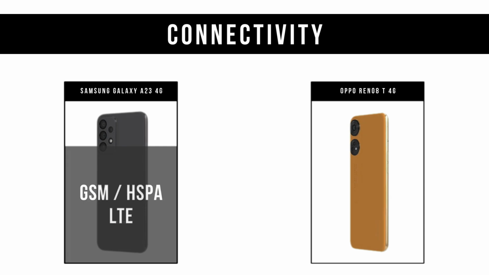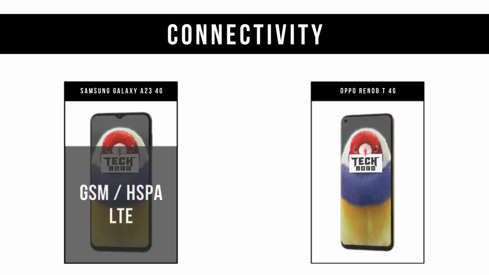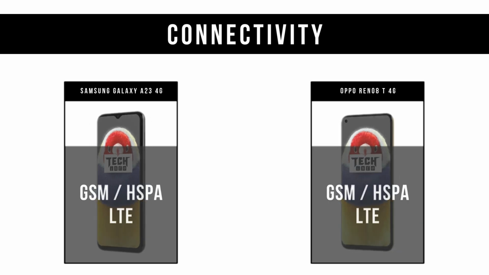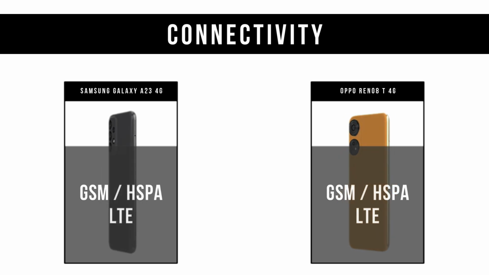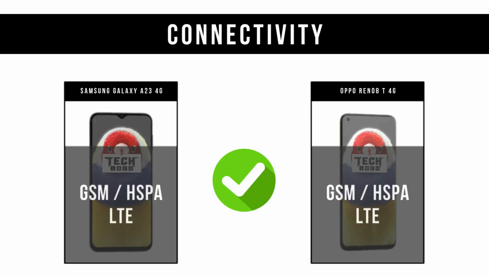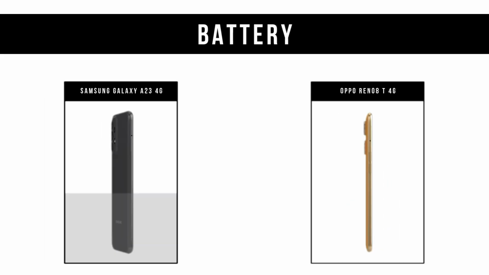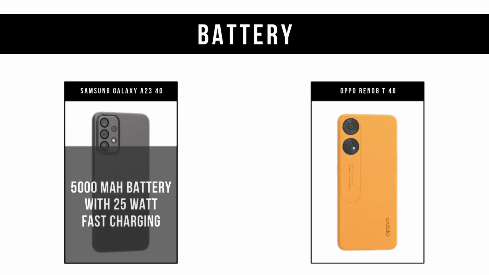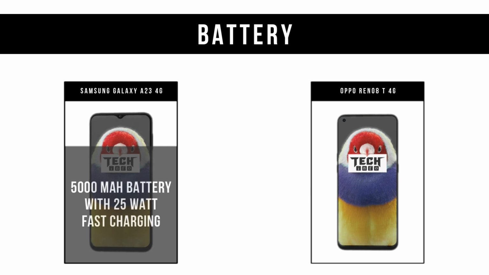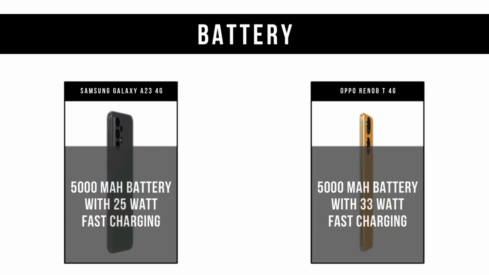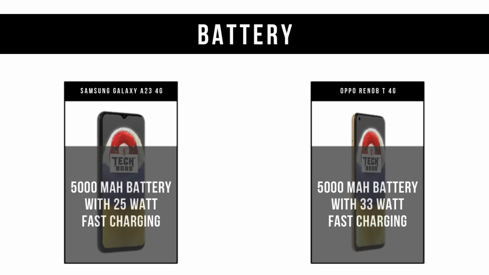Connectivity. Samsung Galaxy A23 4G is GSM, HSPA, and LTE. Oppo Reno8 4G is GSM, HSPA, and LTE. Battery. Samsung Galaxy A23 4G is 5000 mAh battery, with 25W fast charging. Oppo Reno8 4G is 5000 mAh battery, with 33W fast charging.